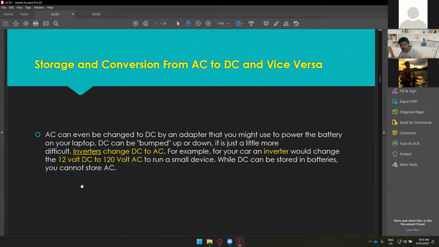Now, going back to your electronics, if we have an inverter to convert DC to AC, what is that thing that we call in order to convert AC to DC? Anyone?